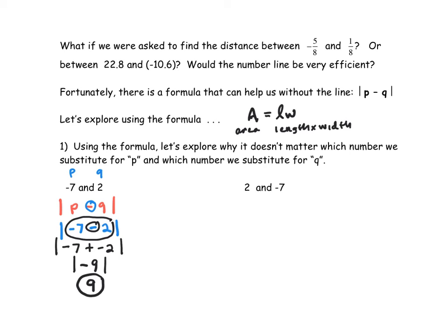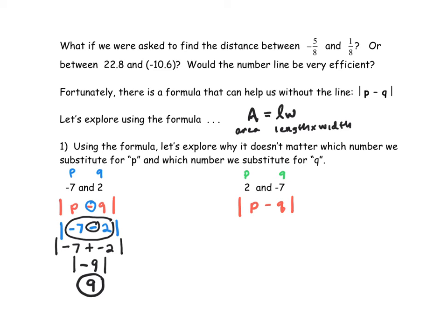So now let's try this again. We're just going to use the numbers in reverse. So this time we're going to use 2 as P, and we're going to use -7 as Q. Same numbers, just different order. So we're going to start with our very lovely formula, the absolute value of P minus Q. And I'll put a curly on that so it doesn't look like a 9. And now I'm going to substitute.